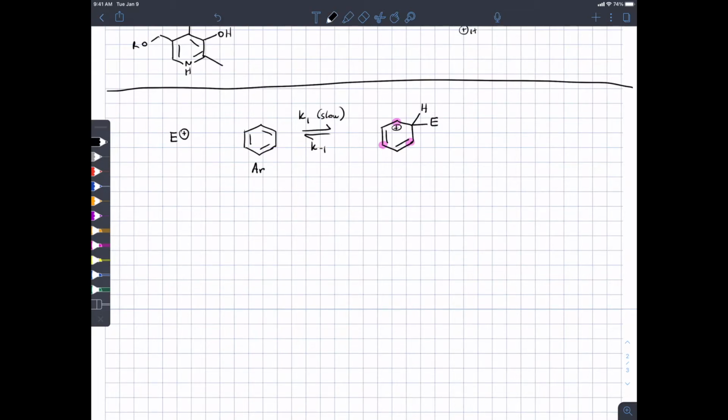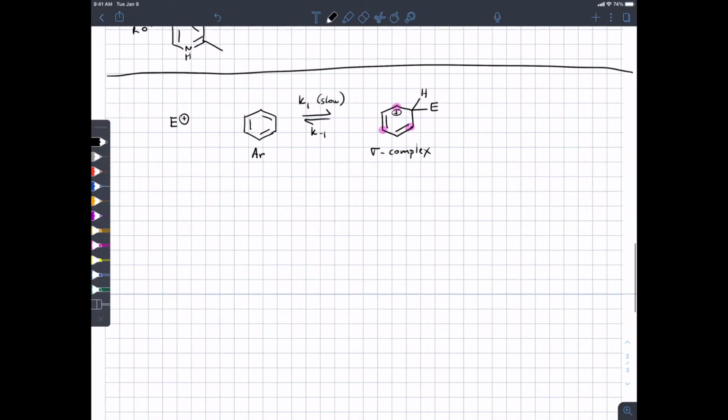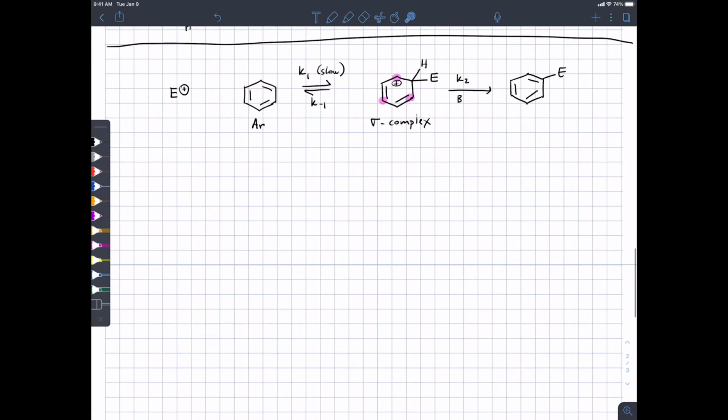This intermediate is sometimes called a sigma complex. I don't totally know why, but you may hear that. It's sometimes called a benzeneum ion, and it's something that you can observe spectroscopically. And then usually in a second step, a base removes the proton and restores aromaticity. Usually that step is very far downhill because you've got to go uphill to make the sigma complex.